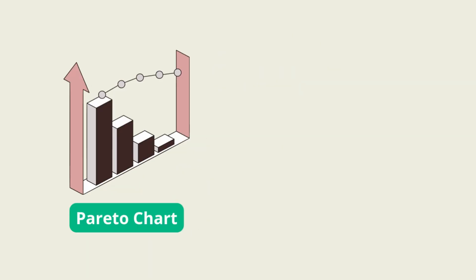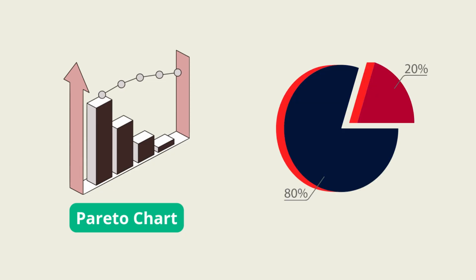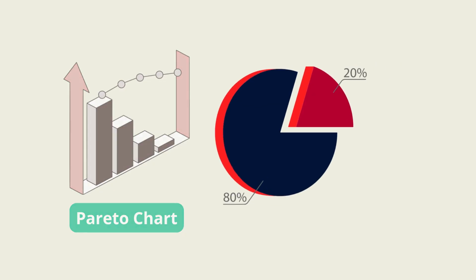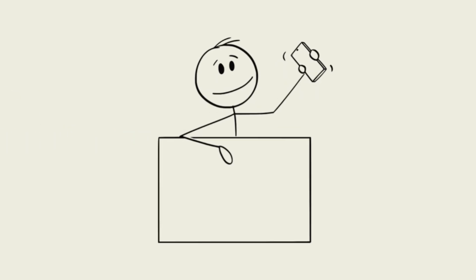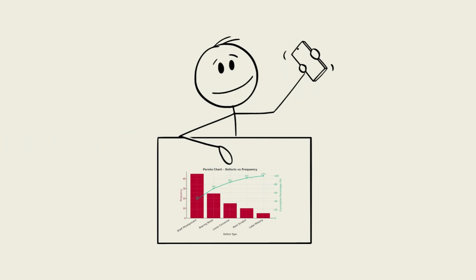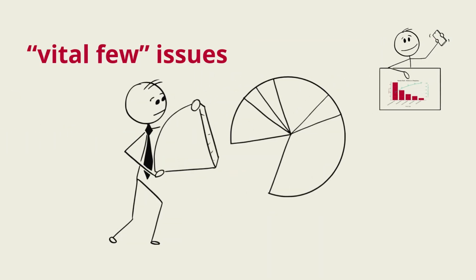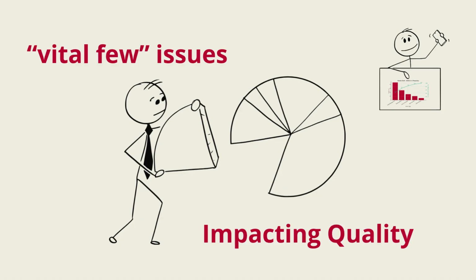That's where the Pareto chart becomes important. It is based on a simple and powerful principle, the 80-20 rule, which says that 80% of your problems often come from just 20% of causes. In this lesson, you'll learn how to use Pareto charts to find out those vital few issues that truly impact quality, so you can stop frustration and start solving what actually matters.